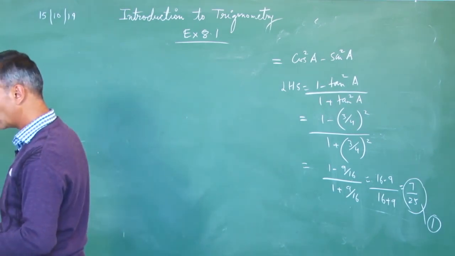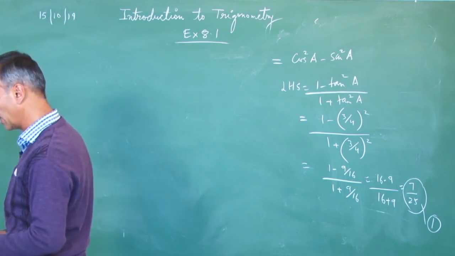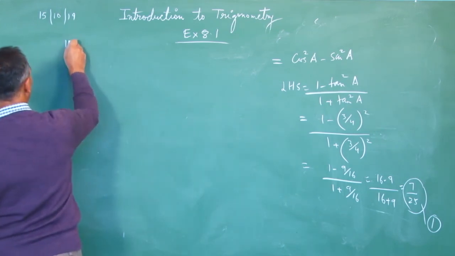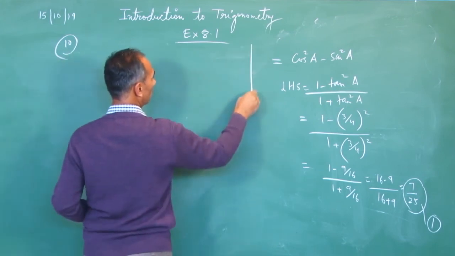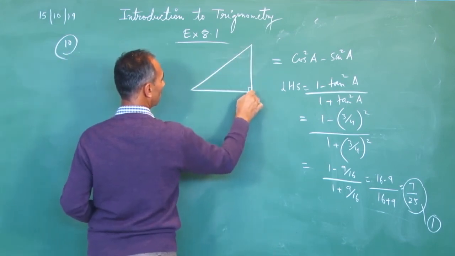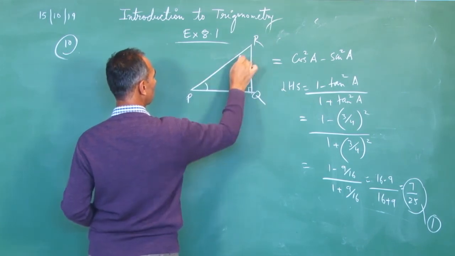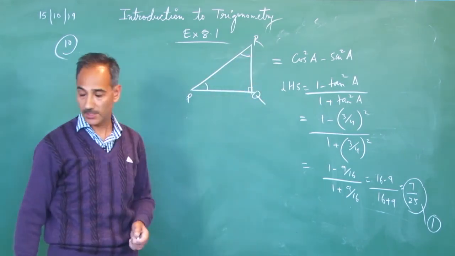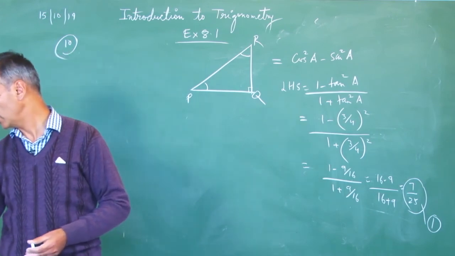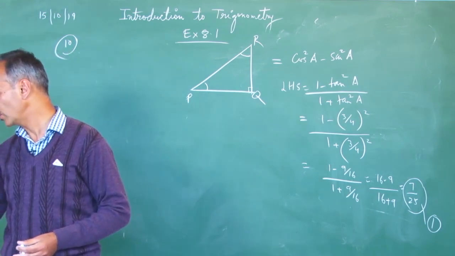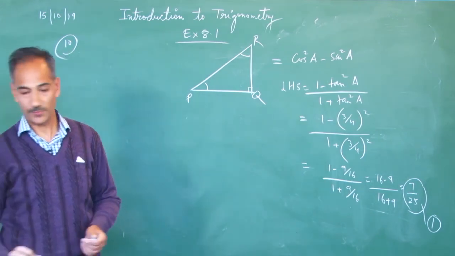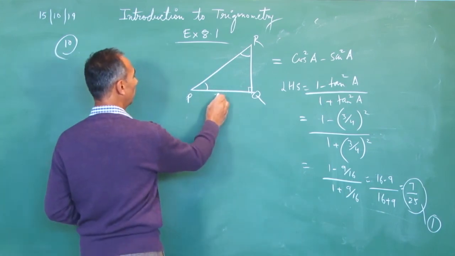It says in triangle PQR, right angled at Q. Let me take P here, R here, right angled at Q. What's given? In right angled triangle PQR, PR plus QR is 25 and PQ is 5. PQ length is given to be 5.